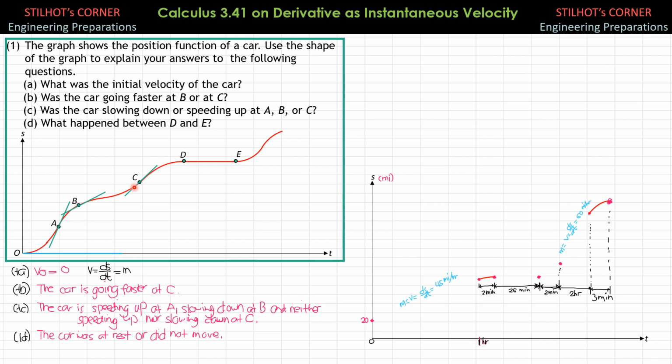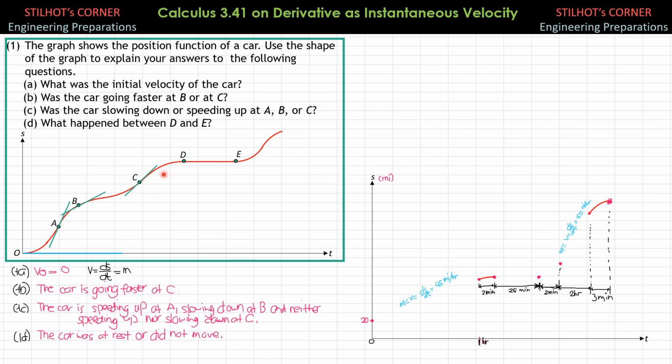Then what happened between D and E? Notice that between D and E, the tangent is horizontal. DE is also horizontal. There's no change in position. So that means in this period, the car was at rest. So at rest from D to E. So the car was at rest or did not move from point D to point E.